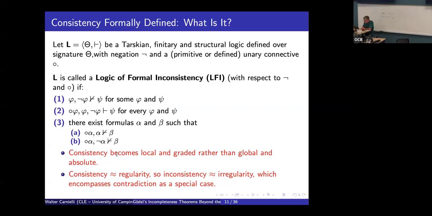So consistent becomes local and graded rather than global and absolute. And consistent, if you read it as regularity, more or less, then inconsistent will be irregularity with incompatible contradictions. Now, contradictions are just a special case of this inconsistent, for instance.